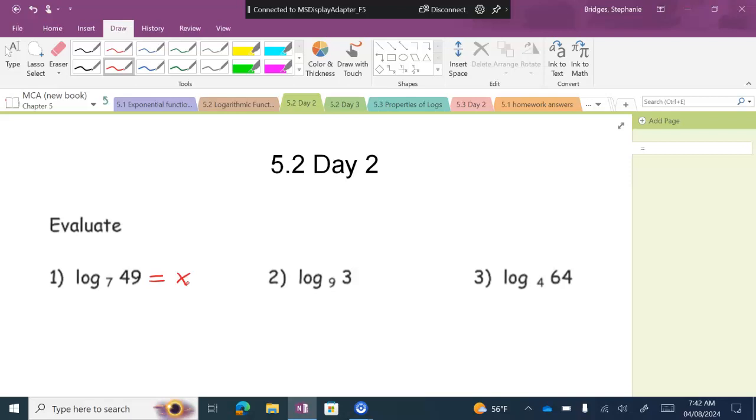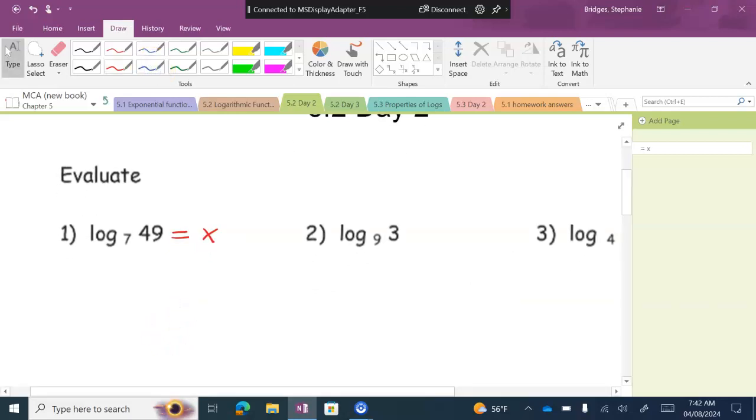And then what we can do now is, this is in log form, so we can take it to exponential, how we learned to do on Friday, and then we will be able to solve for x. So remember, we start with our base. Which one of those is my base? 7. So we take it to exponential. So it's going to be 7 to the x power equals 49.